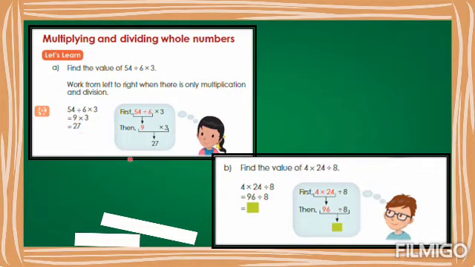Let us also discuss the letter B problem for us to understand the lesson better. Let us find the value of 4 times 24 divided by 8, class. The first thing we'll do is multiply first the 4 and 24, and the product here is 96. Copy the division sign, bring down 8. Let us divide now, class. 96 divided by 8 equals 12. So the final answer here, class, is 12.